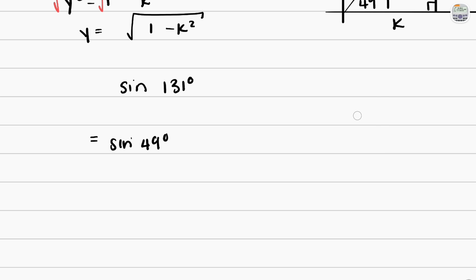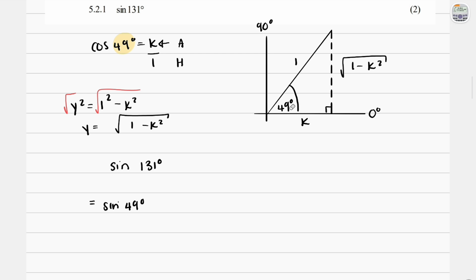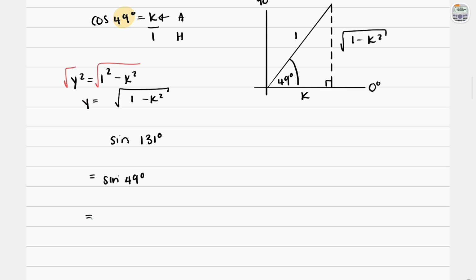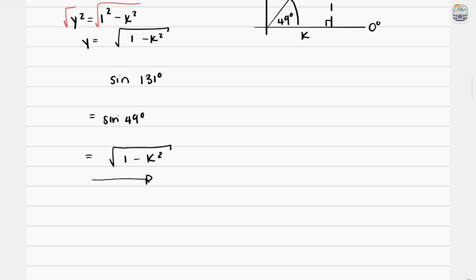And we have our diagram, so we can actually find this. So sine 49 degrees, we're going to take the opposite over the hypotenuse. So that is simply the square root of 1 minus k squared over 1. But if you divide anything by 1, it stays the same. And so that is our answer. Moving on to the next question.